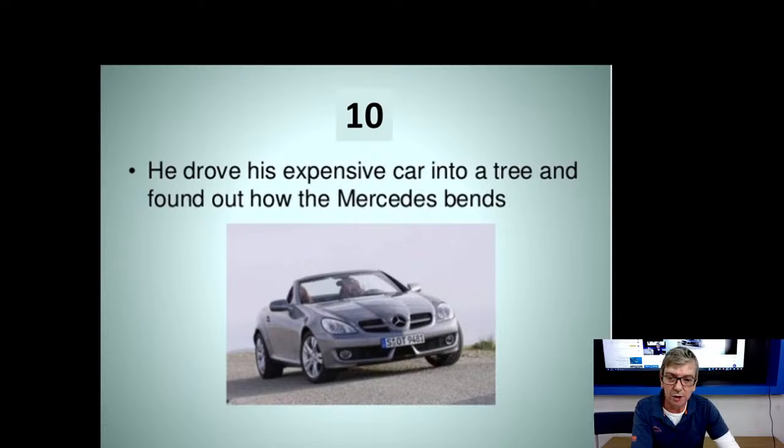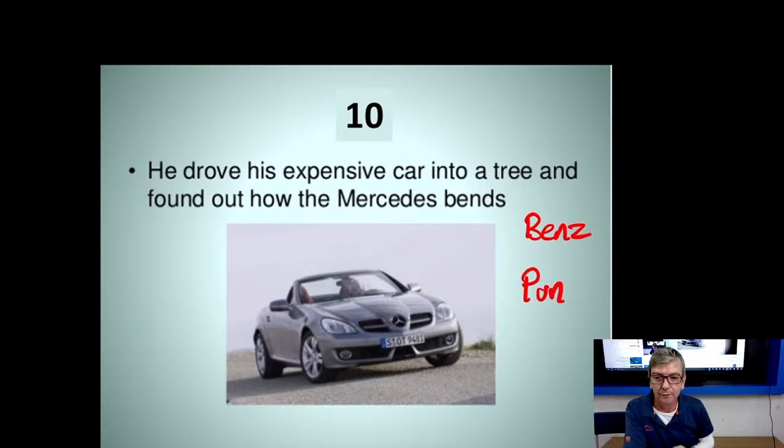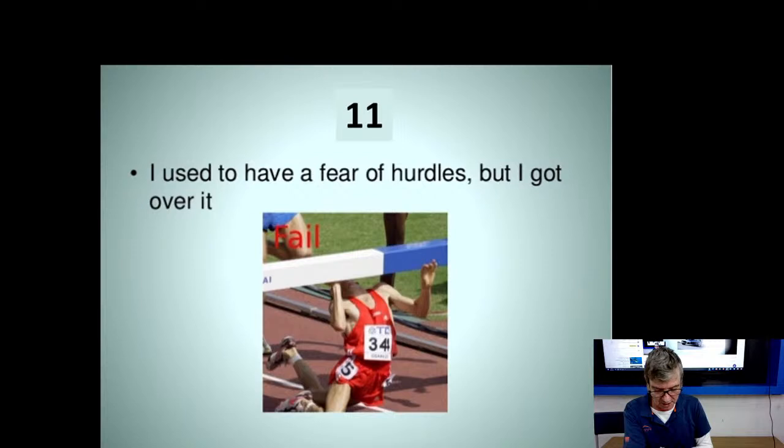So can you remember this one? Yeah, some of you got it, yes. So this is playing with words, right? It should be bends like this, not benders. So this one is pun. Right. How many of these are there?